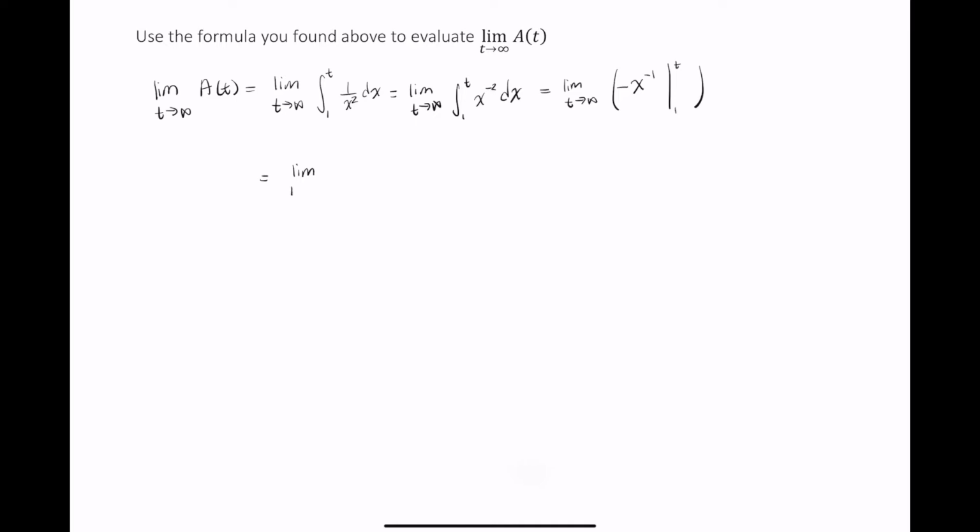So we have the limit as t approaches infinity of negative 1 over t minus a negative 1 over 1. So this is the limit as t approaches infinity of negative 1 over t plus 1. Well, as t approaches infinity, we know that negative 1 over t will approach 0. So this entire limit is just equal to 1.